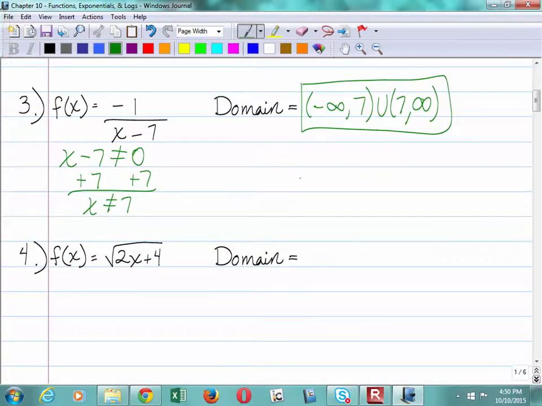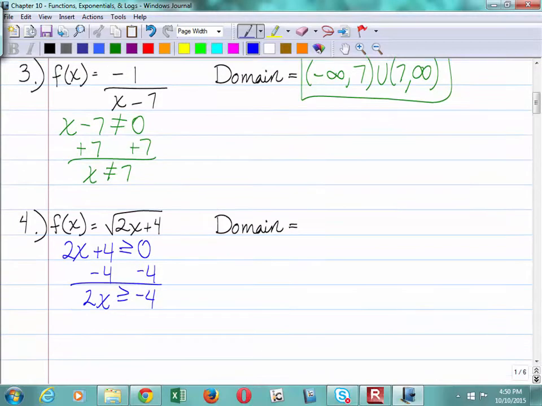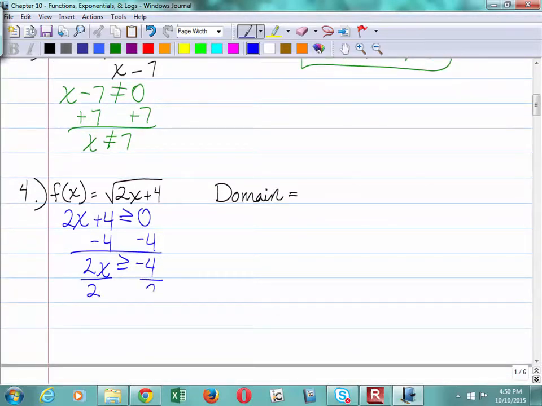And number 4, this time we have x inside the radical. So 2x plus 4 needs to be greater than or equal to 0. So now let's solve that for x. So subtract 4 from both sides, so 2x is greater than or equal to negative 4. And then we would divide both sides by 2. So that would be x is greater than or equal to negative 2. So for interval notation, that would be bracket negative 2 comma infinity.